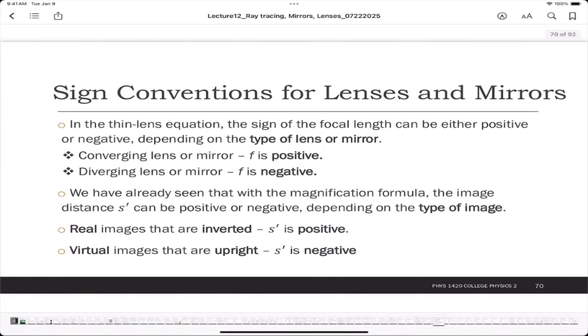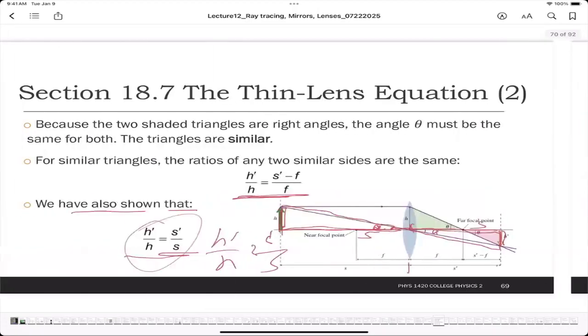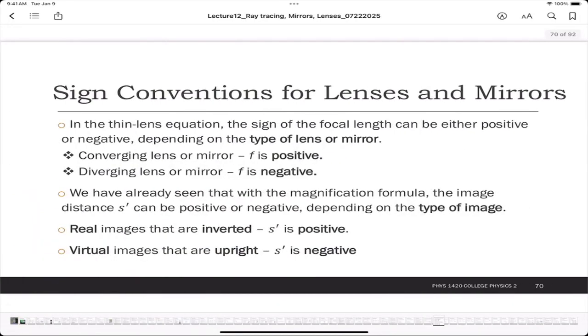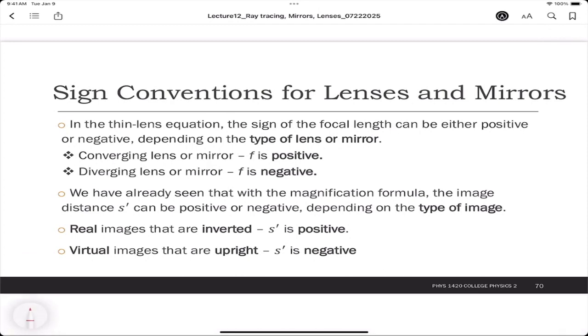This equation is the thin lens equation. In the thin lens equation, the sign of the focal length can be either positive or negative, depending on the type of lens or mirror. For a convergent lens or mirror, f is positive. But for a divergent lens or mirror, f is negative.